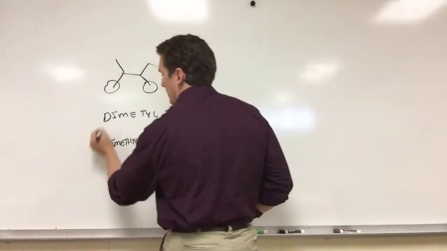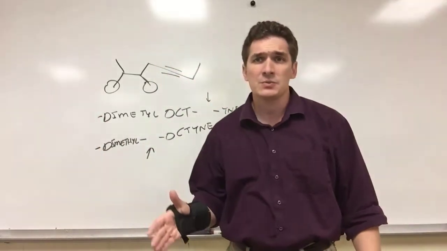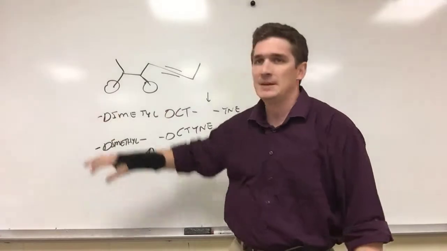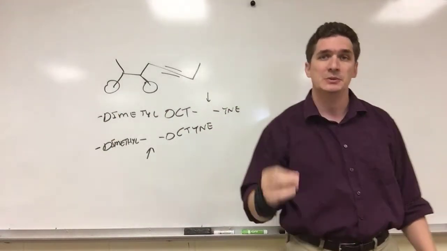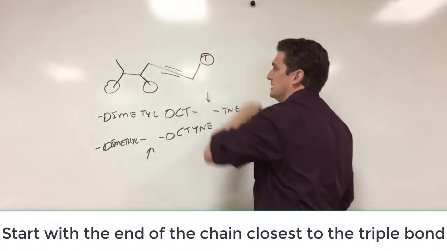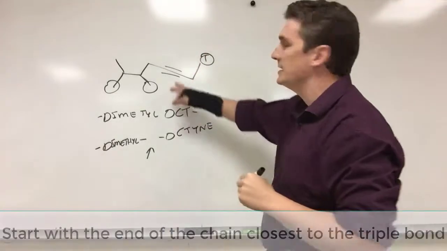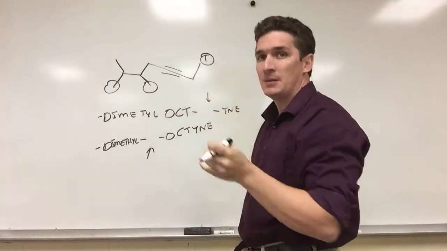But where do we start numbering the carbons? Well, in this case, we're not going to try to minimize the numbers on the dimethyls. Instead, what we want to do is start the numbering closest to the triple bond because that's where the reaction is most likely to happen. So we're actually going to name this as our number 1 carbon because it minimizes the number on the triple bond. And we're also going to specify the first carbon in that triple bond.